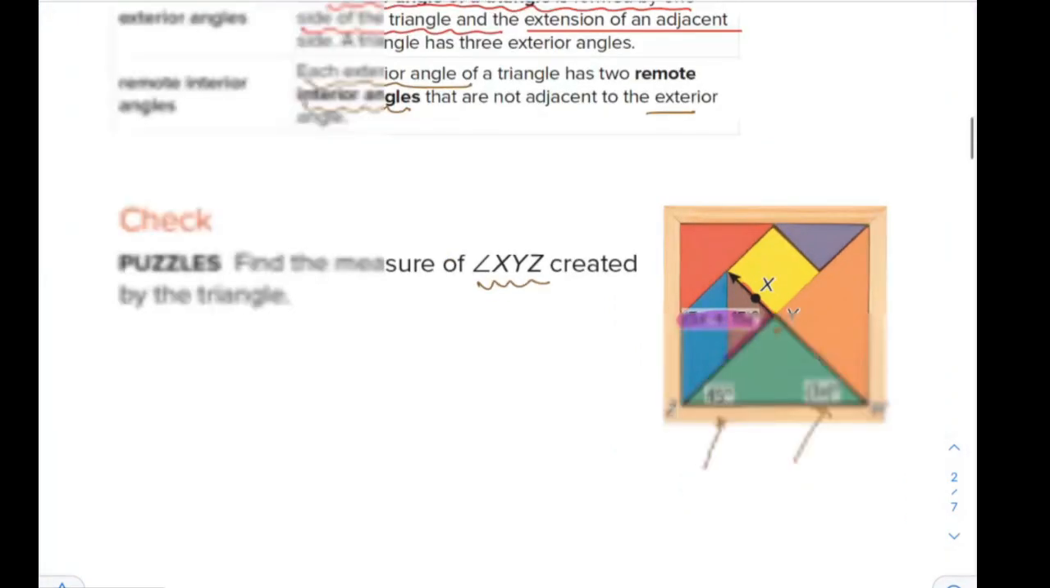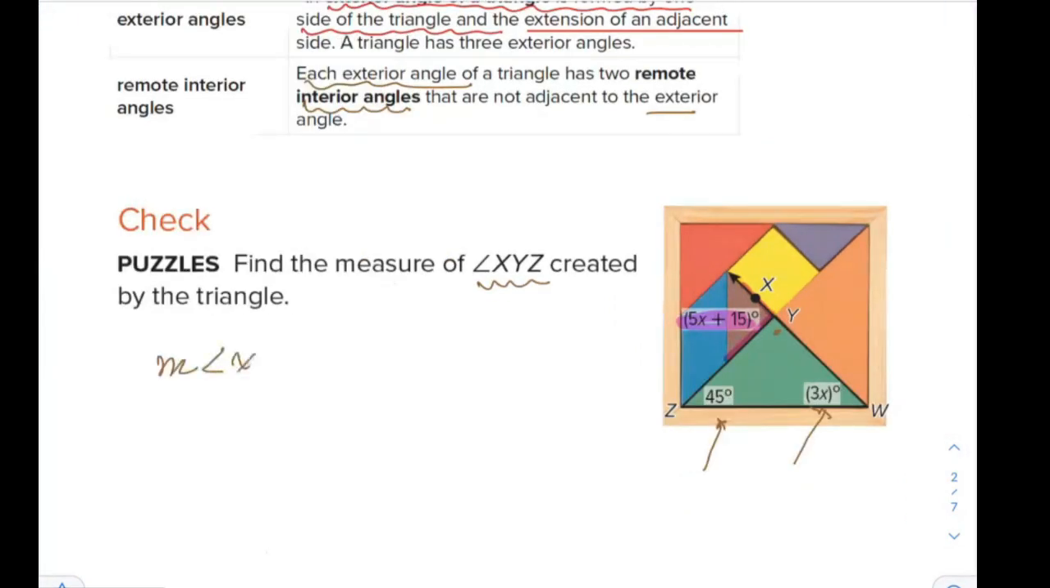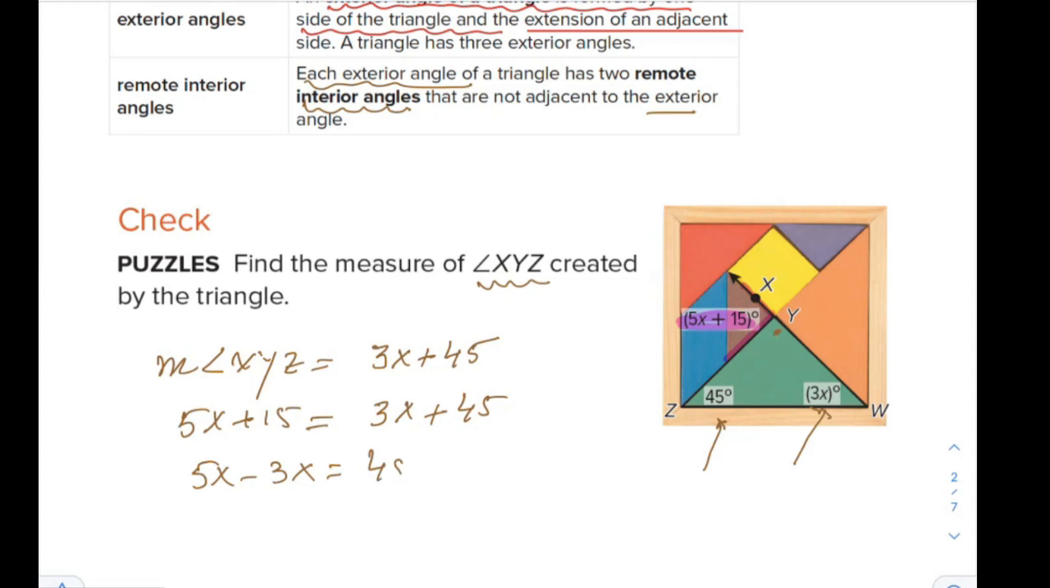So the measure of angle XYZ is equal to the sum of the two remote ones, 3x plus 45. So measure of angle XYZ is given as 5x plus 15. I replace and I will solve. As you know, we know how to solve an equation now.